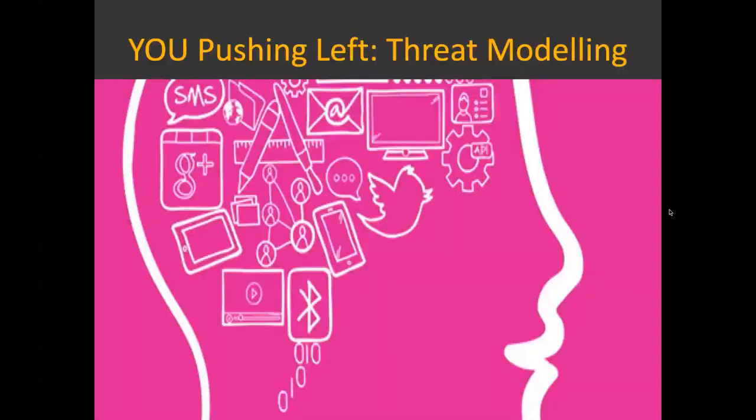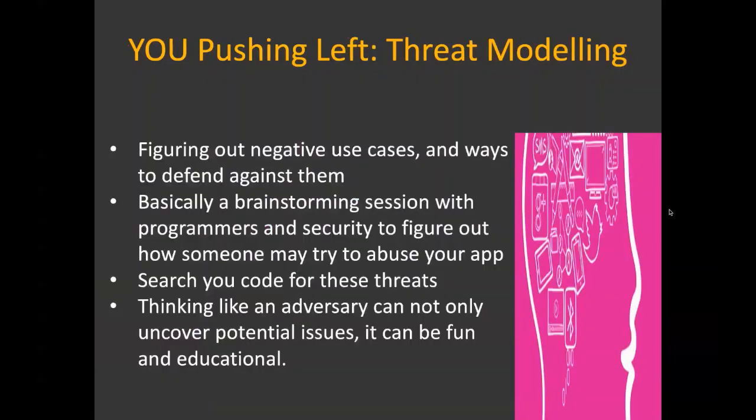Okay, next, threat modeling. Threat modeling is figuring out negative use cases, or what some people call abuse cases. So someone's supposed to do it this way. Well, what might someone else try to do? As a spoiler alert, if there's money involved, people might try to steal the money. If there's sensitive data involved, someone's going to try to steal the sensitive data, right? So what kinds of ways could they do that? It's basically brainstorming between you, a security person, a business person, and a software developer.